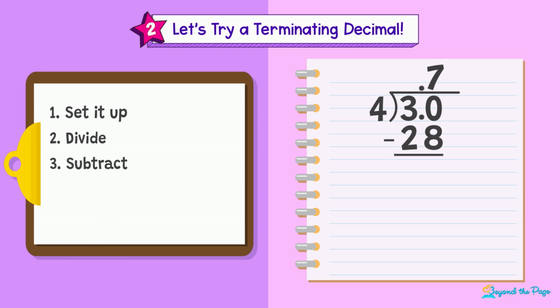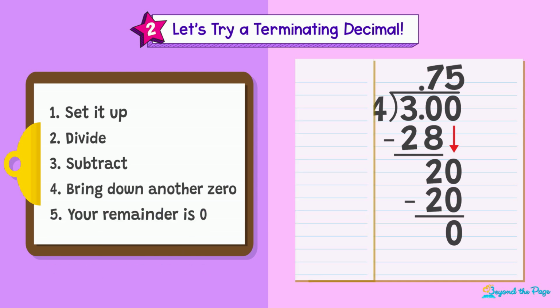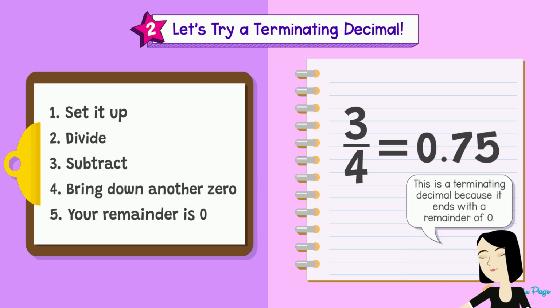Now subtract. 30 minus 28 equals 2. Next, bring down another 0. Now divide. 20 divided by 4 equals 5. Your remainder is 0, so 3/4 equals 0.75. This is called a terminating decimal because it ends with a remainder of 0.